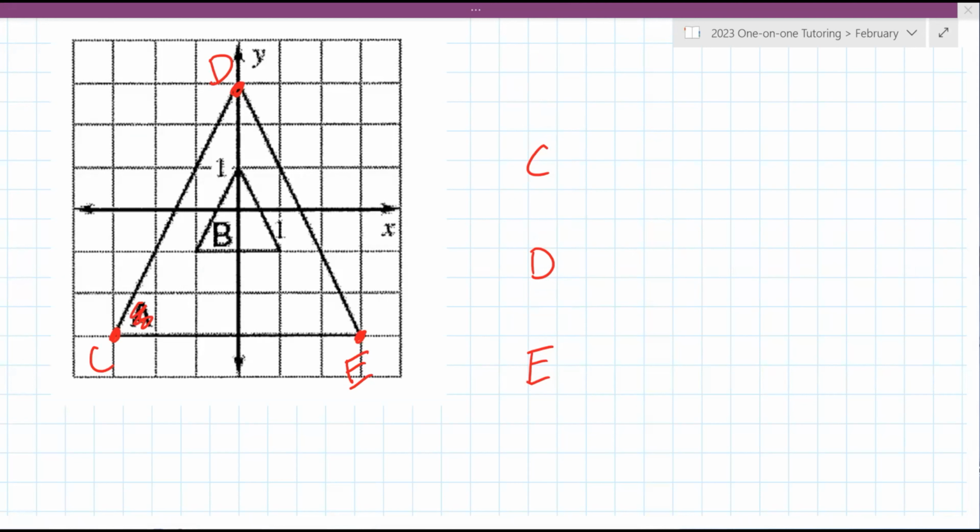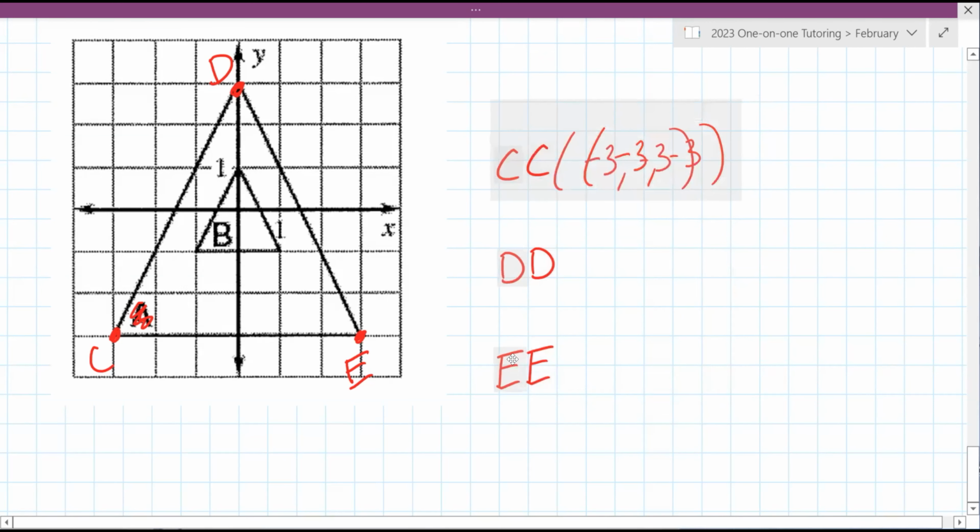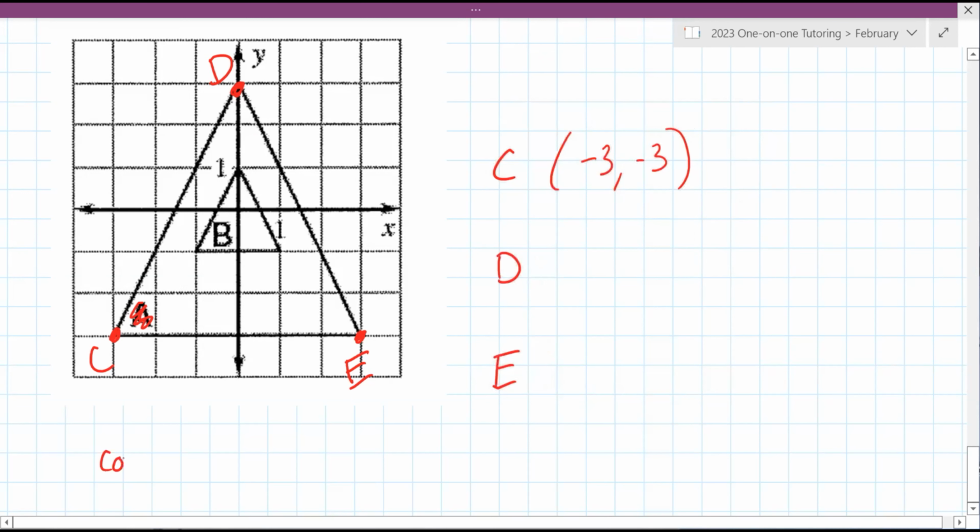I'm confused. Okay, so I'll give you the answer for C. It's (-3, -3). The coordinates. Okay. Coordinates and ordered pairs mean the same thing. Coordinates, ordered pair, they're synonyms, math synonyms, we'll say.